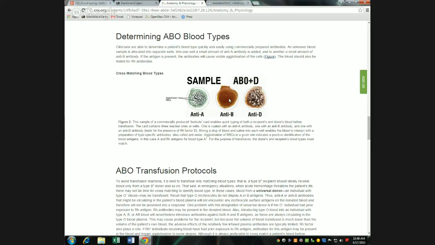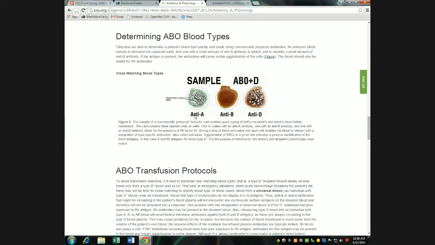Okay, so what this tells us is that this blood, which we have 3 drops of, has the A antigens on it and the Rh antigens on it. So this is A positive blood. This is just for testing. This is not about transfusions. It just lets you know what transfusions are possible.